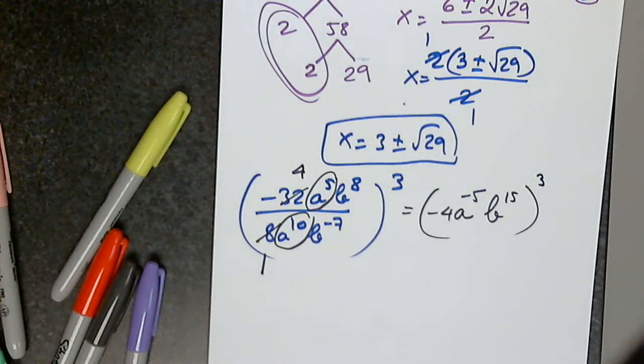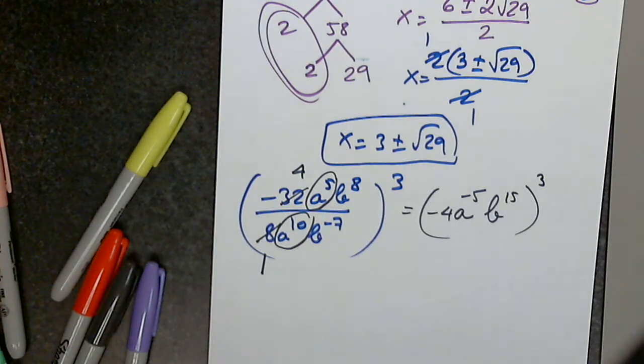Is this step understood? Yes? Copy the base, subtract the exponents in both cases. 5 minus 10 is -5. 8 minus -7 is 15. Is that okay? So always ask a question. It's okay if I go back and check it and there is no mistake. It's fine. I'd rather go back and check.